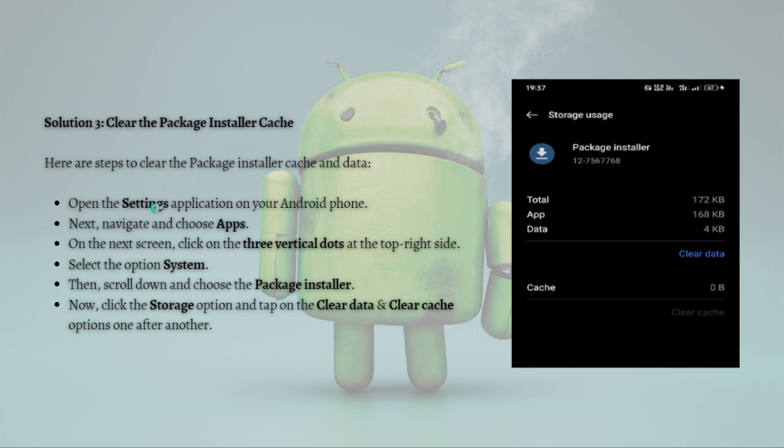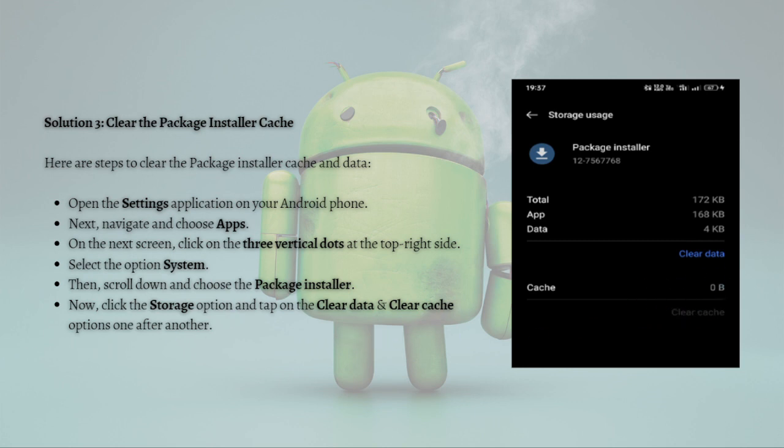So first, just open your settings application again on your Android phone, and then navigate to and choose apps, and then on the next screen, click onto the three vertical dots at the top right side and select the option system. Then after that, scroll down and choose the package installer, and then click the storage option and tap onto the clear data and then clear cache options one after the other.